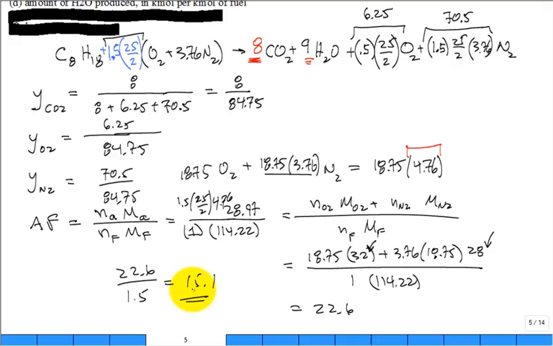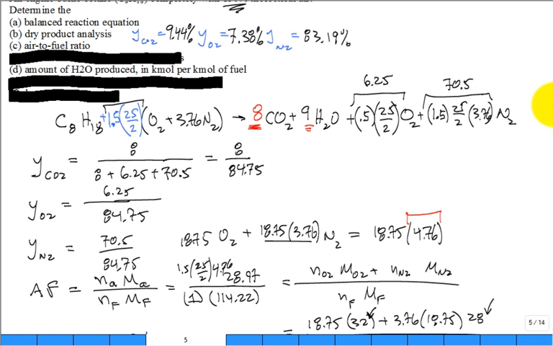So anyway, but here we're running with excess air, aren't we? So that air-to-fuel ratio on a mass basis is 22.6 for this problem. Okay, that took me a little more time than I anticipated. Ready for part D?